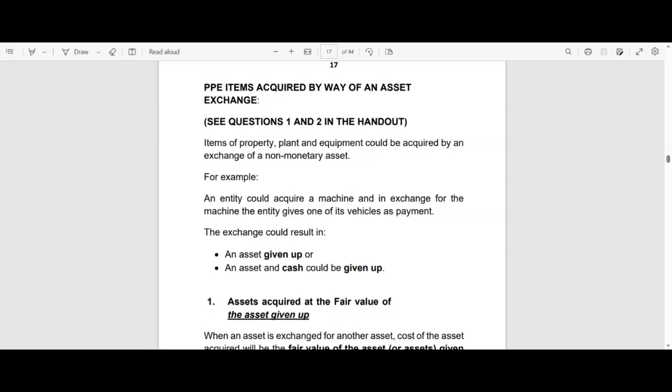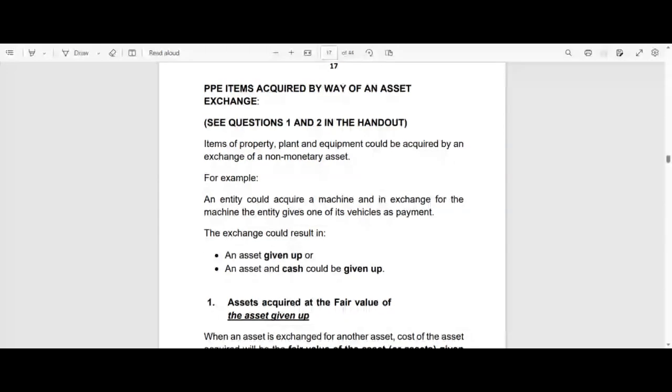We're going to continue our discussion from where we finished last time. Last time we were talking about asset exchanges. We had a look at how you determine the cost of the asset, or the purchase price of property, plant, and equipment in the case of an asset exchange. We've gone through all the various possibilities. However, there's one further possibility that I just want to point out as well.